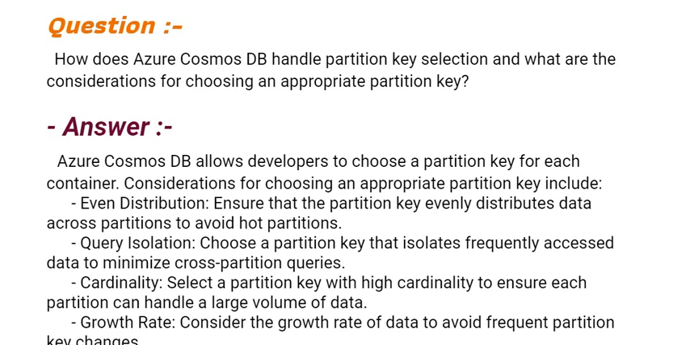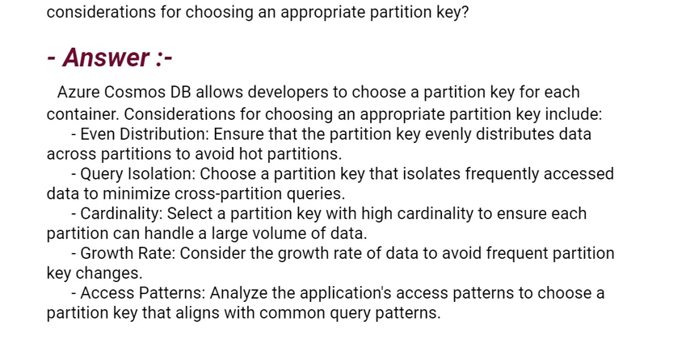The third one is cardinality. Select a partition key with high cardinality to ensure each partition can handle a large volume of data. The fourth one is growth rate. Consider the growth rate of data to avoid frequent partition key changes. And the fifth one is access patterns. Analyze the application's access patterns to choose a partition key that aligns with common query patterns.